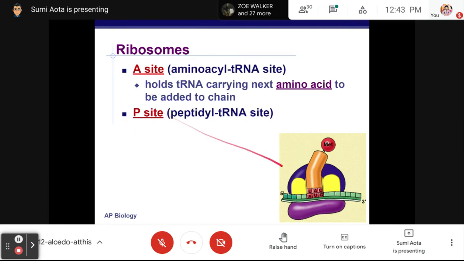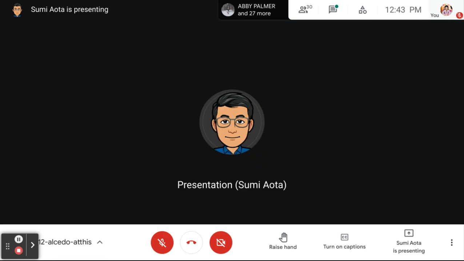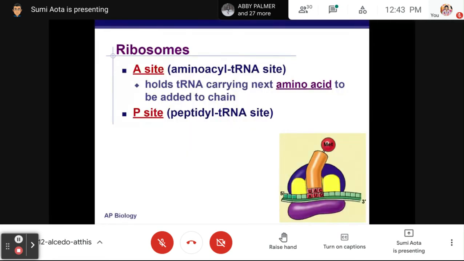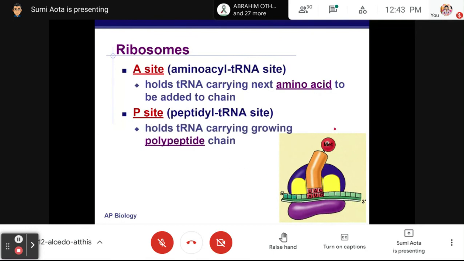The next site is called the P site. It's the peptide or peptidyl site. This is where you're going to have the peptide chain growing. So you're going to have the polypeptide growing in this middle location. And the last site is called the E site for exit. The empty transfer RNA, once the amino acid has been transferred to the polypeptide, has to get kicked out.